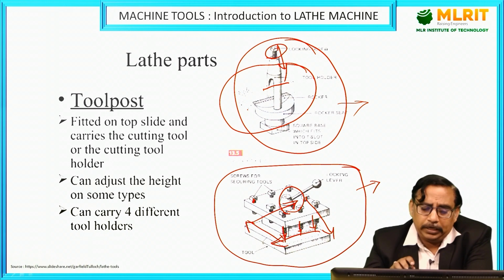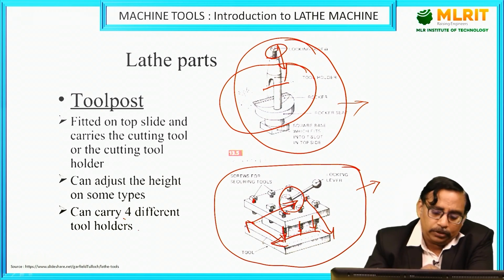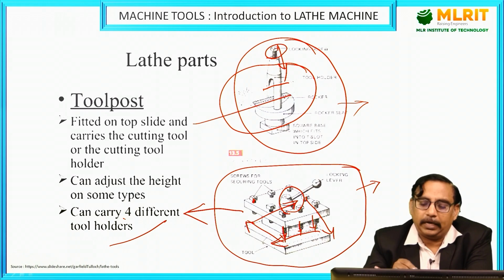So it is fitted on top and carries the cutting tool or the cutting tool holder. It can be adjusted according to the type, depending upon the lathe types, and this tool post can carry 4 different types of tools, and this can carry only one type.